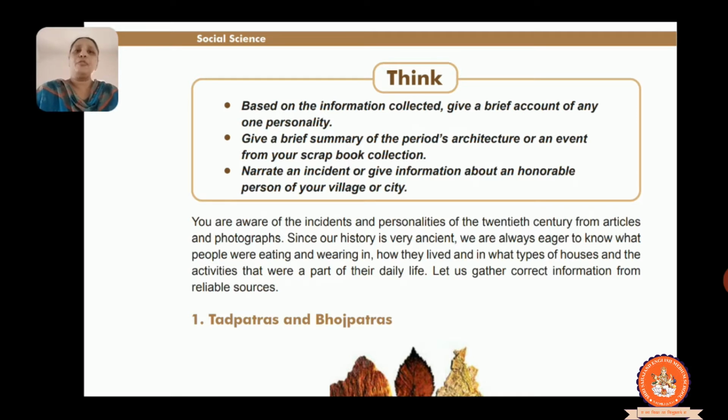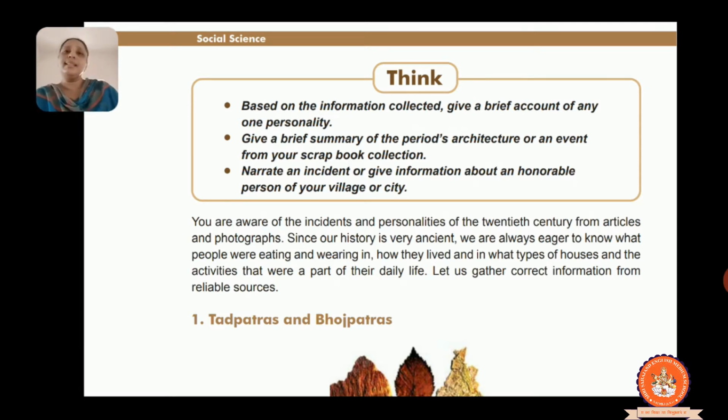We have to know how the people ate, how they dressed, how they lived, what they used, and which activities they did, everything in their daily life. We get this information about history from the articles or libraries, and whatever we know about their tools.